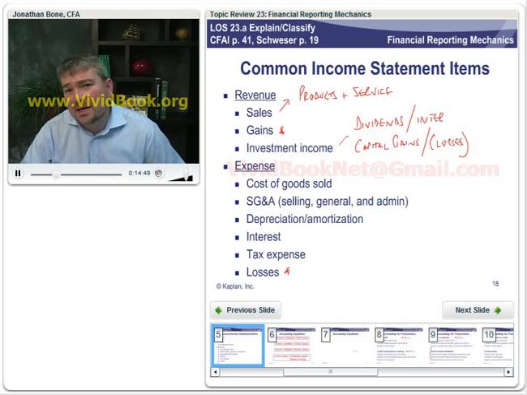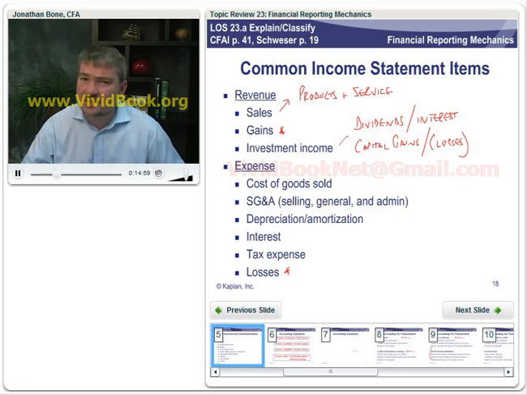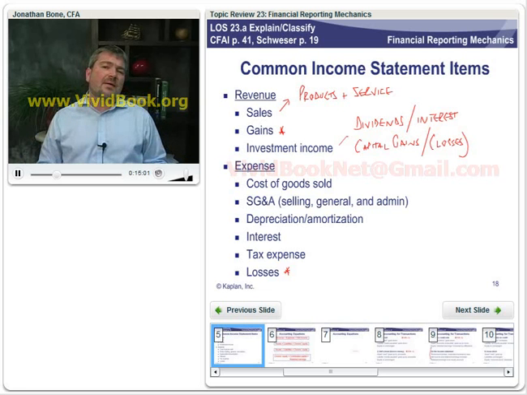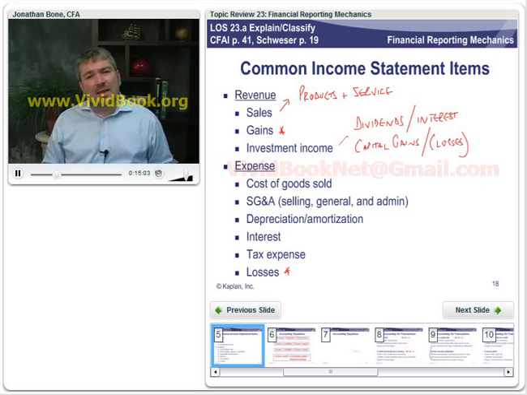Now we're also going to see that certain type of investments, unrealized gains and losses, so changes in market value prior to the disposal also go through the income statement, but only for certain investments. And I don't want you to worry too heavily about that right now. We'll define those a little bit later. Okay, so those are our sources of revenues.